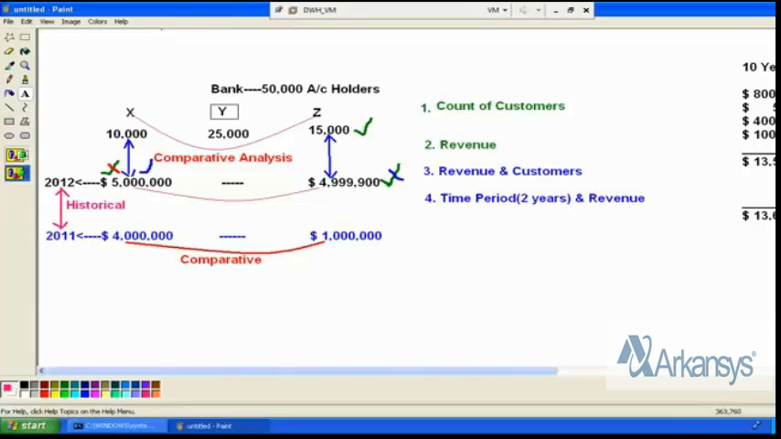Yeah. When it comes to G location, in 2012 5 million, in 2011 1 million. That means there are some ups and downs in the G location, isn't it? It is not maintaining the consistency. It is increasing, maybe decreasing, isn't it? Yeah. So based on this one, you can say that X is the best place.